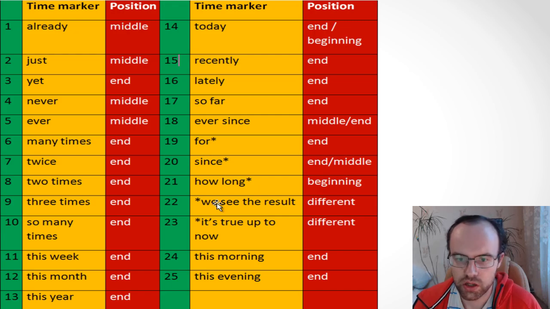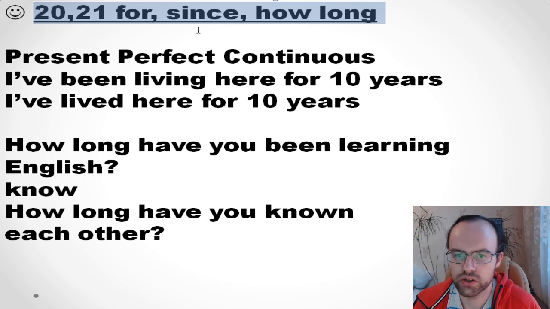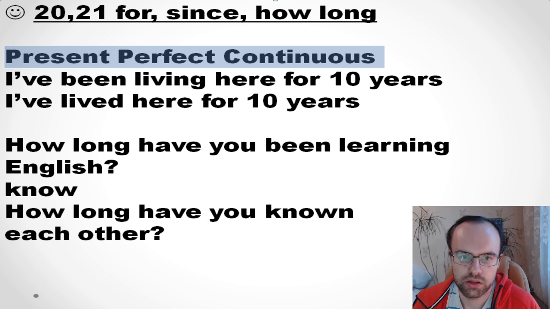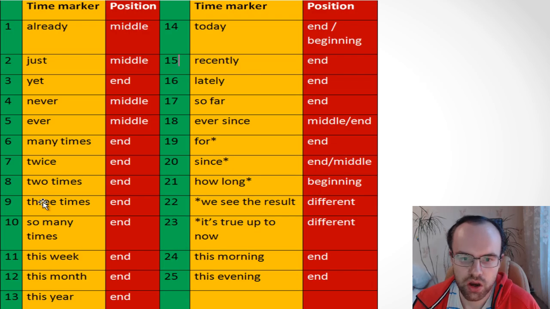So what's next? Two more situations and two more expressions. So this morning, this evening. For example, we use it when we see the result. Okay, let me give you an example. But let's revise it shortly. So you see present perfect continuous. I've been living here for 10 years and I've lived here for 10 years. How long have you been learning English? A very common question. So how long have you known each other? Okay, so number 22, when we see the result.